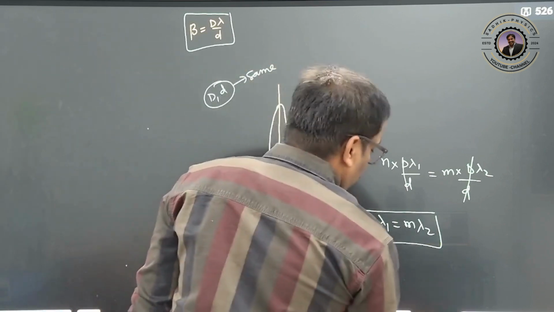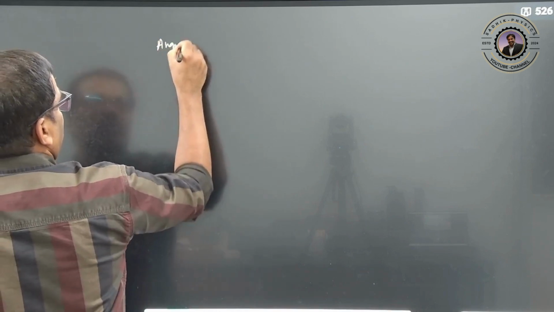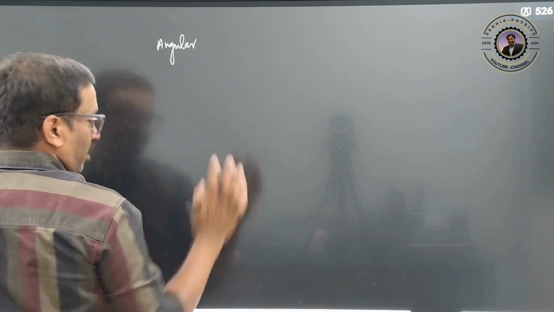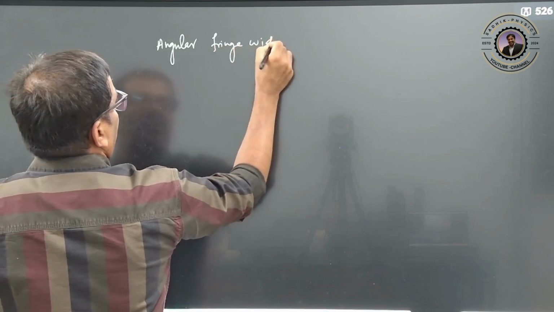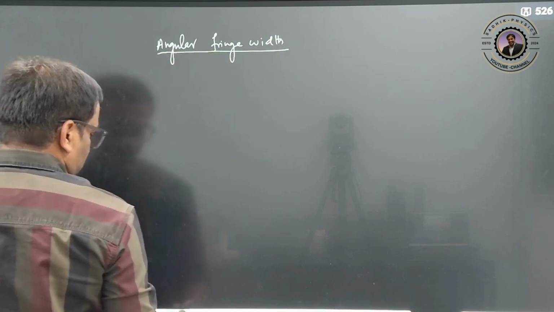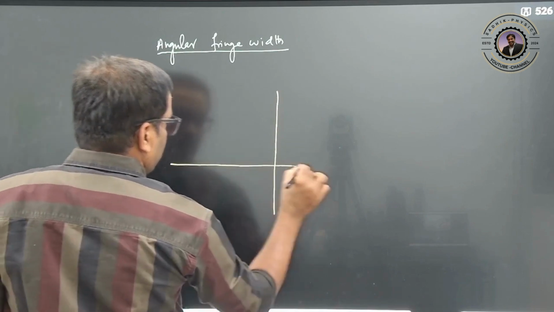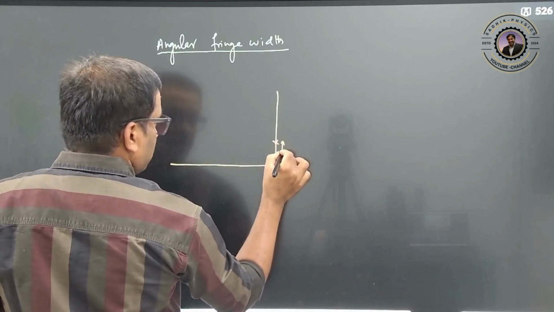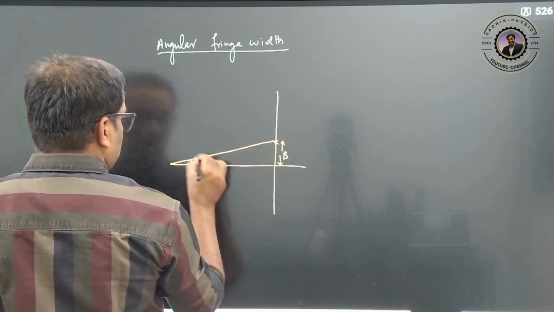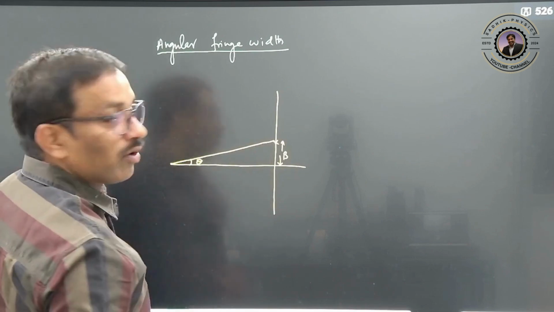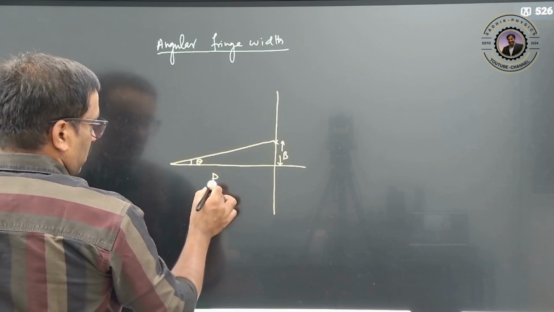Next, one more important thing. They may ask you angular fringe width, very important, most students fear it, no. Angular fringe width. What is angular fringe width? Let us see here. Suppose this is one screen. There is one fringe width here, this is beta, clear. It is making an angle theta here, this theta, so we can call it the angular fringe width. So how can you rewrite it? This is d.